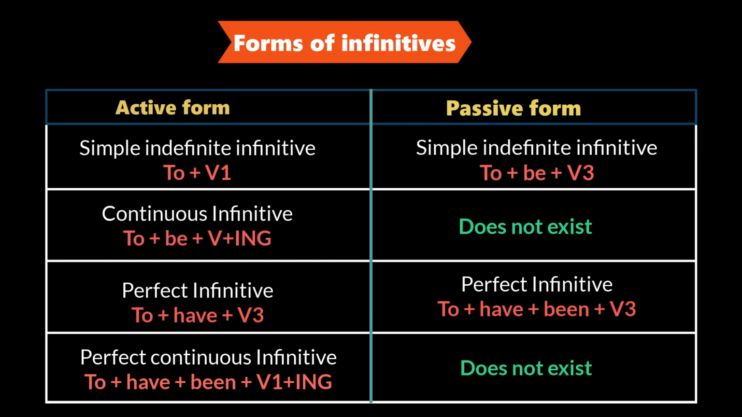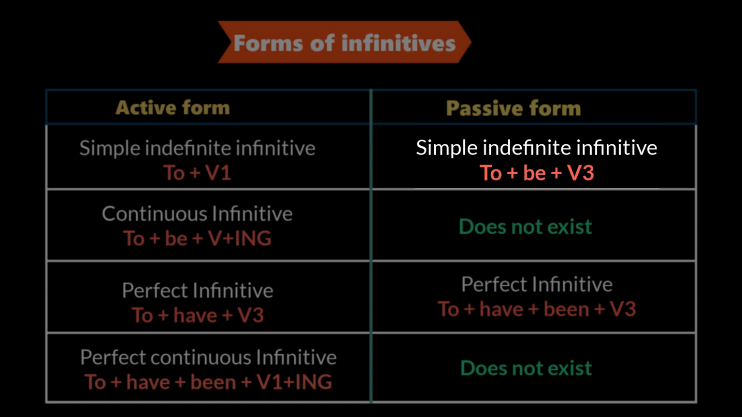Alright? We have only two forms under passive forms of infinitives. That are simple indefinite infinitives or simple infinitives and perfect infinitives. How do we represent a simple infinitive in passive form? To plus be plus third form of the verb. To be done, to be played, to be danced, right? And the second is perfect infinitives. And how do we represent it? To plus have been plus third form of the verb or past participle. To have been played, to have been danced, to have been studied, right?